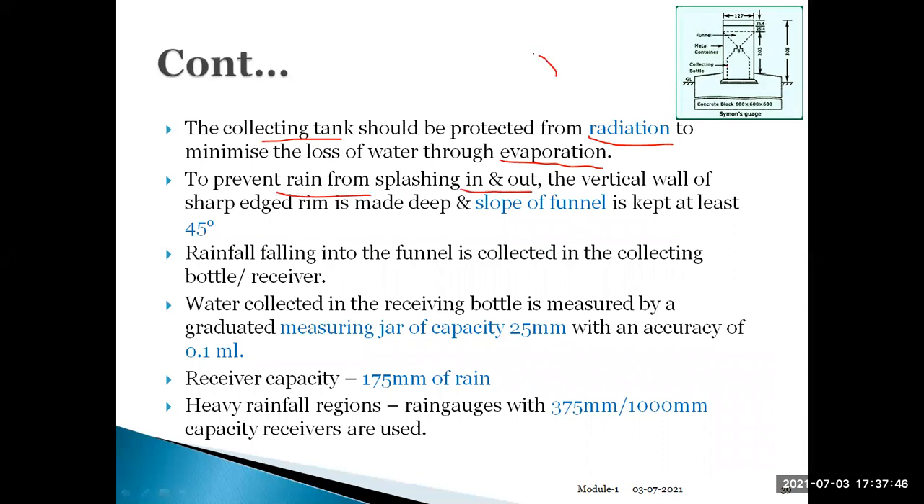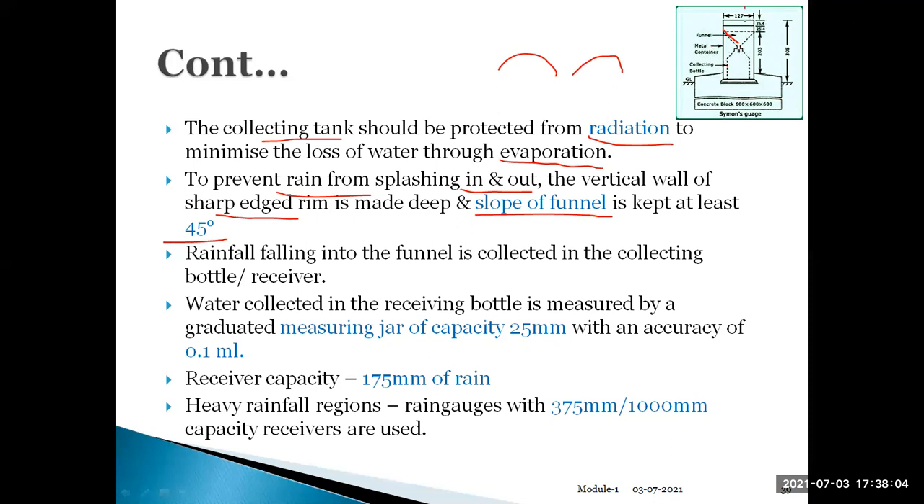To prevent the splashing of water in and out, the vertical wall of the sharp edge rim is made deep. And the slope of the funnel is kept at least 45 degrees. You can see the slope is usually kept at 45 degrees.